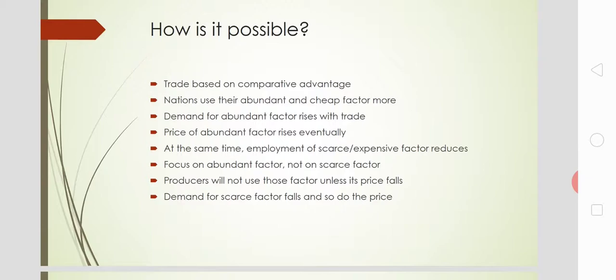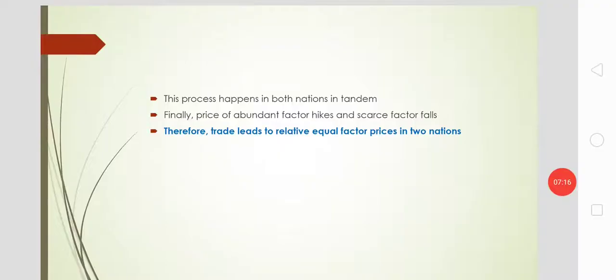Similarly, the scarce factors will not be employed more, so the demand for the scarce factors will come down, and so will the price of scarce factors. So this is possible in international trade as per the Heckscher-Ohlin theory, and also as per the factor price equalization theorem. The same will happen in the opposite nation in tandem.